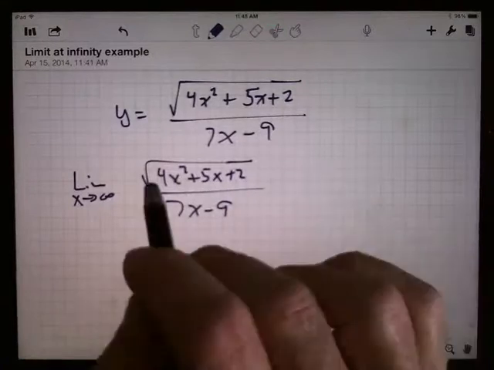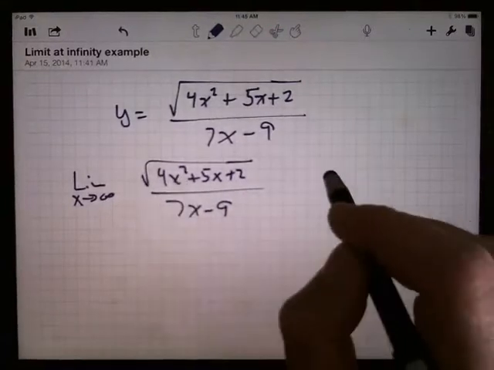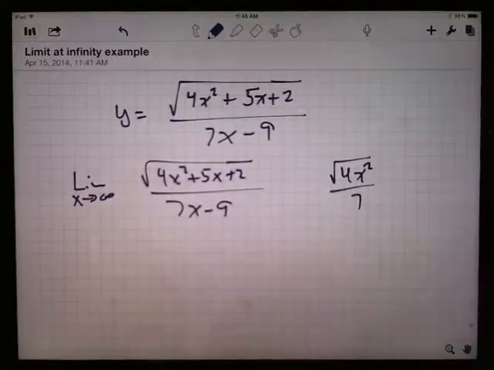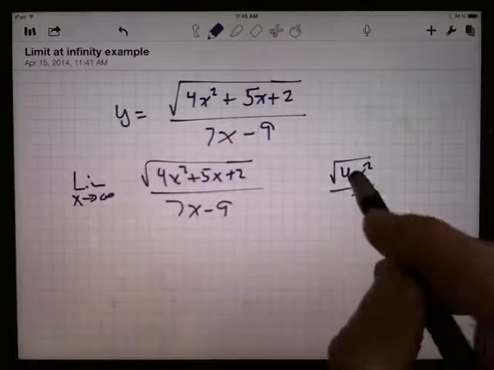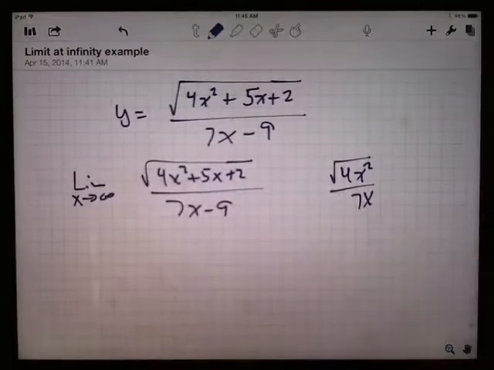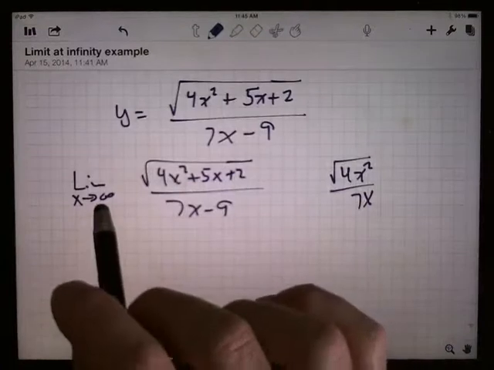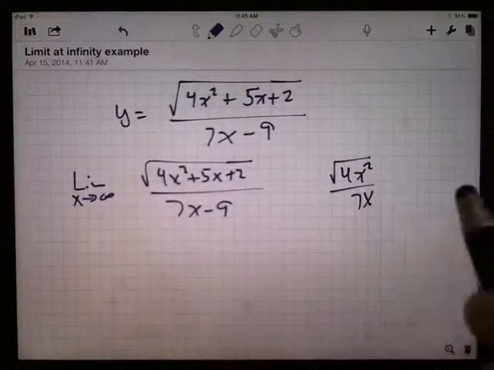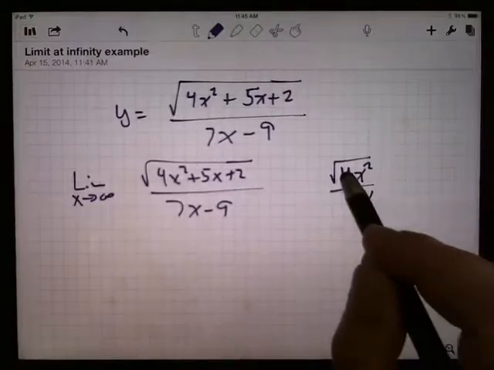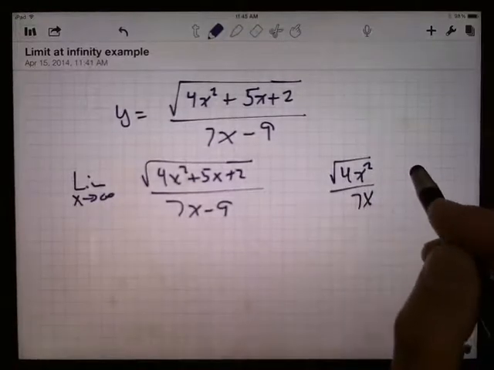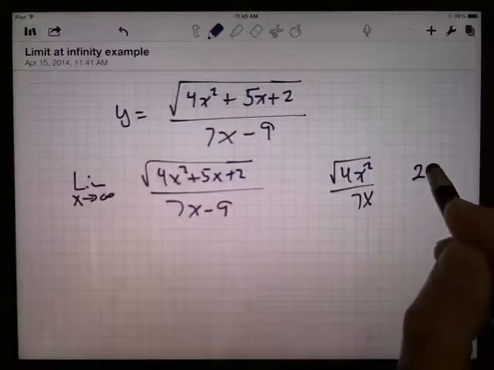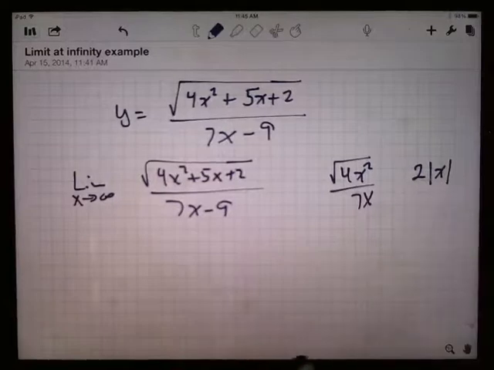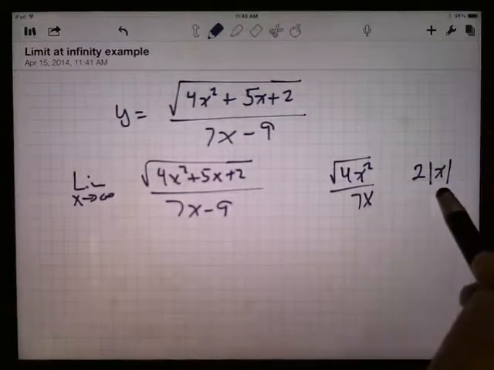Well, but it's the square root of 4x squared. So I've got a square root of 4x squared on the top, and I've got a 7x on the bottom. As x gets bigger and bigger, these are really the only things that matter. Well, here's where I have to be a little careful. The square root of 4x squared, I want to just say 2x, but it's really 2 times the absolute value of x, because I don't know whether x is positive or negative to start with. Right?